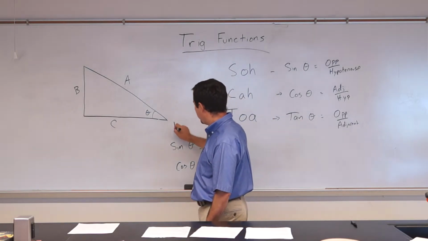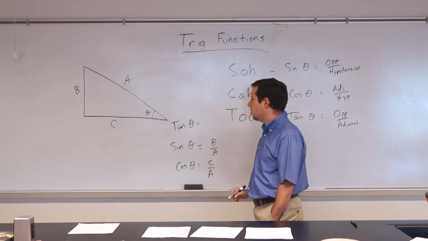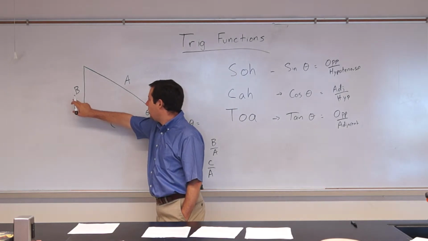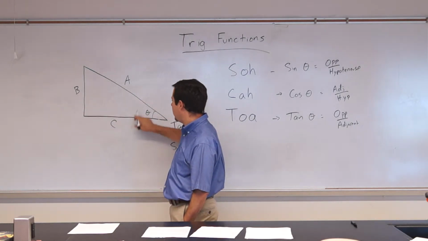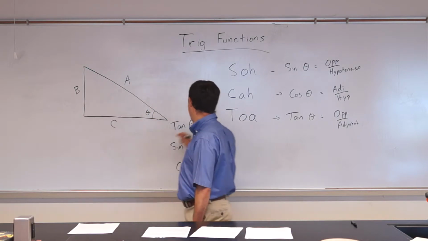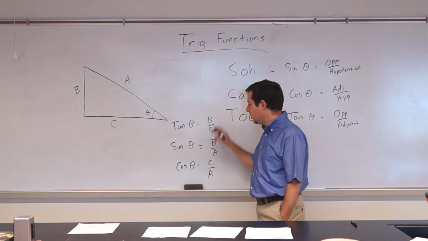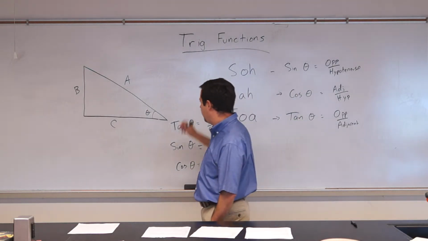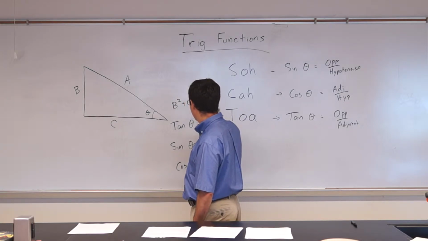And because I'm running out of space, I'll put it up here. The tangent of theta is equal to opposite over adjacent. So opposite is b, adjacent is c. It's not the hypotenuse, it's the side next to the angle that's not the hypotenuse. So b divided by c. Sine, cosine, tangent, right? And we also know that, for example, b squared plus c squared equals a squared.